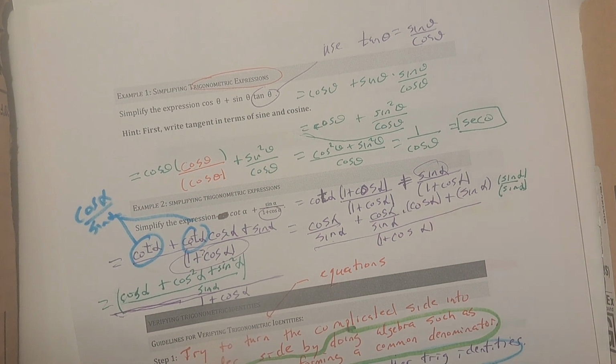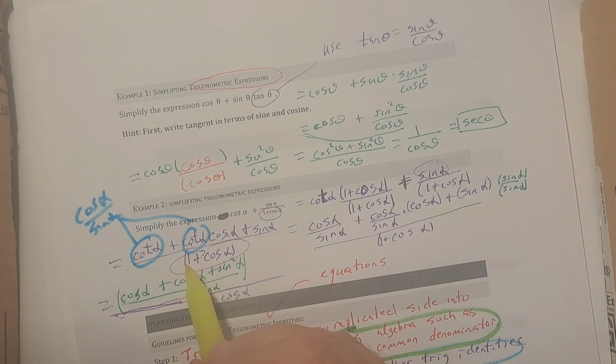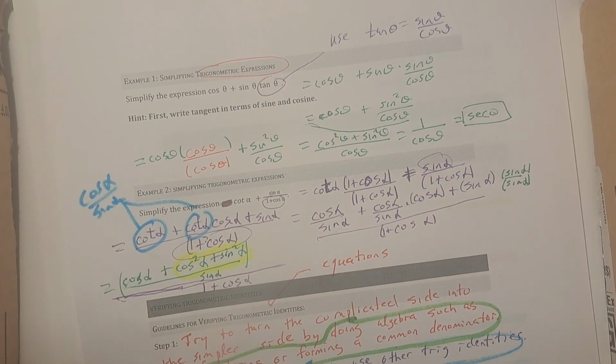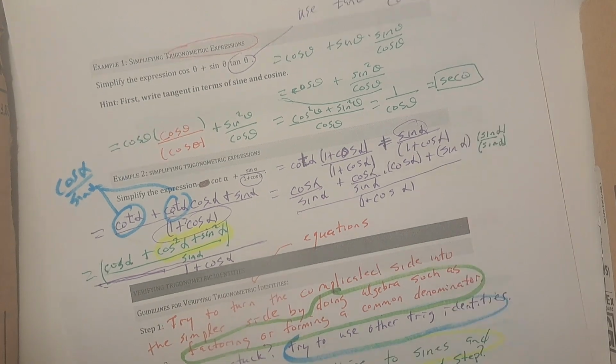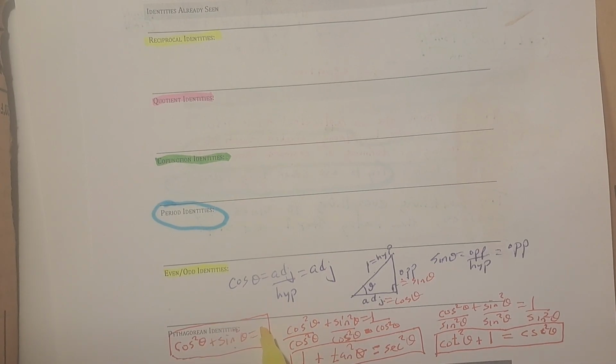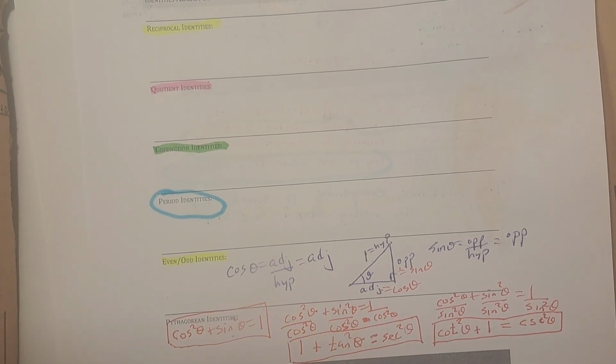Okay, now I recognize the cosine squared plus sine squared as being my first Pythagorean identity. That is that cosine squared plus sine squared is 1. So I'm going to put a 1 in there now to simplify that part of it.